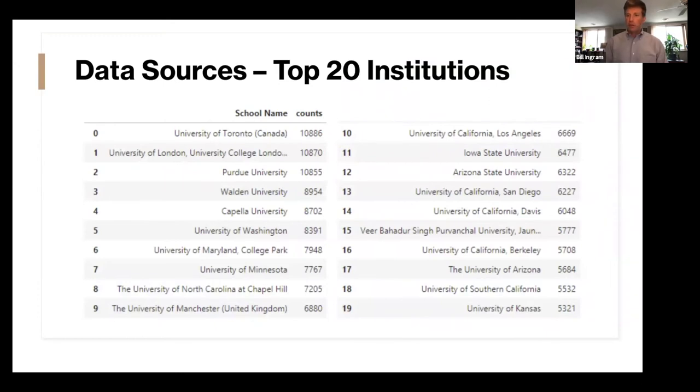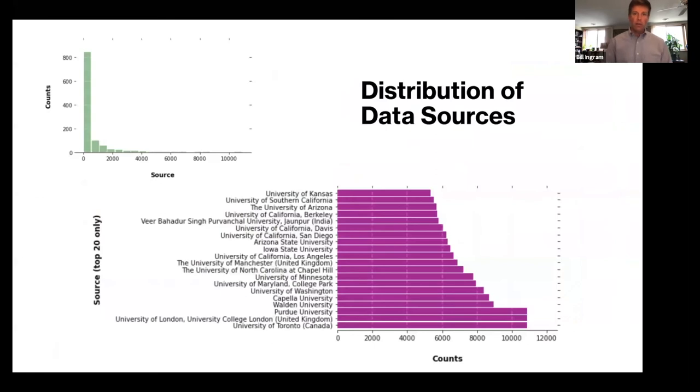The sources of data, there ended up being, I think, over 1,000, but this is the top 20 institutions. So this was completely random. We didn't really look at what the sources were. We were more concerned with getting the numbers, but this is just how the spread looks, and then a little bit more detail here. As you can see in the top graph, the green one, there's a long tail of universities that the data came from, but the majority are from these top 20 shown here in pink.